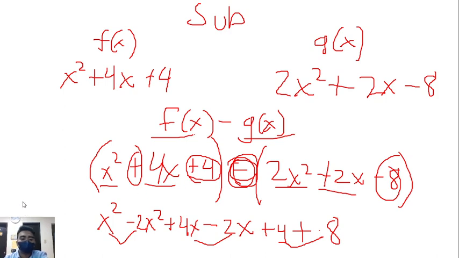Okay? So once you have this value, x squared minus 2x squared, what would be your answer? What would be the value? Seems like 1 minus 2. The answer is? Correct. Negative x squared. Okay, po? Alright, next. How about this one? 4x minus 2x. The answer is 2x. Correct. Seems like 4 minus 2. It's 2.